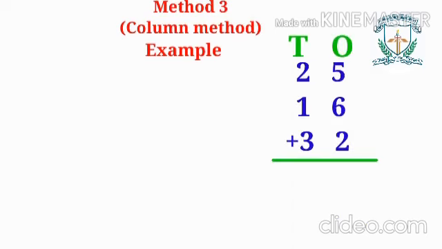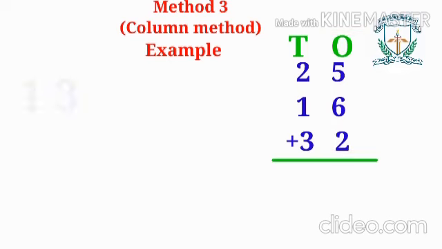Now let's move on to method 3. In this method, we have to arrange all the 3 numbers in tens and ones column. After arranging the numbers, we will start adding from ones place. After adding ones place digits, that is 5, 6 and 2, we will get 13 as the answer.